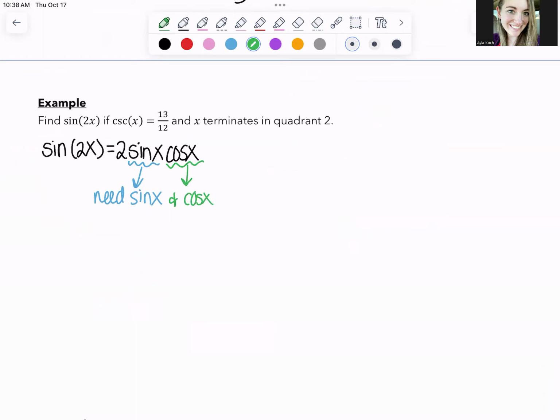We need sine x, we need cosine x. What we know is that cosecant of x is equal to 13/12, and this is angle x we're talking about here, 13/12, and x terminates in quadrant 2. All students take calculus, quadrant 2.